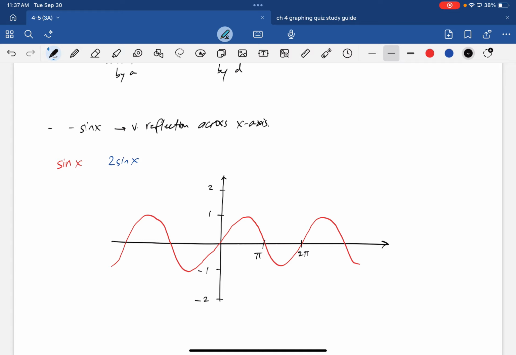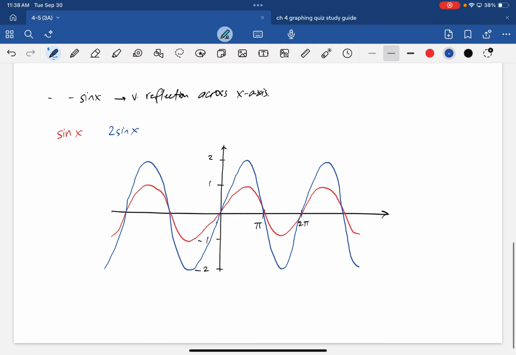If I were to do 2 sine x, that would just be a vertical stretch by 2, so it would look like this. It would intersect the x-axis at all the same points, but now the maximums and minimums are all stretched out. Too tall. Any questions? So that's vertical stretches. Any questions?